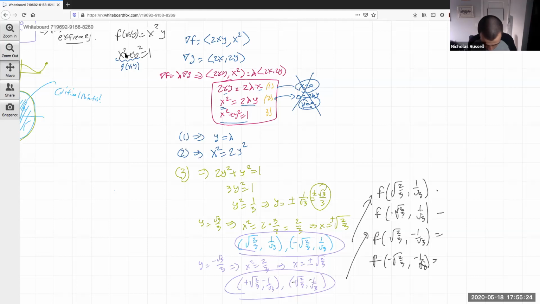And plugging these into this equation here, which is just x squared times y, we would get that this would be equal to 2/3 times 1 over radical 3, which we could also just write as 2 over 3 radical 3. This one right here would be the exact same thing, because again, we're getting a squared out of the x here.